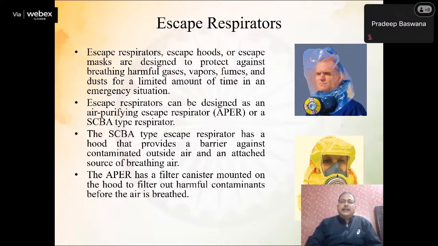Escape respirators can be designed as an APER, or air purifying escape respirator, or a SCBA, self-contained breathing apparatus type respirator. The SCBA type escape respirator has a hood that provides a barrier against the contaminated outside air and an attached source of breathing air. The APER, or air purifying escape respirator, has a filter canister mounted on the hood to filter out harmful contaminants before the air is breathed. It is very simple: it will restrict any harmful gases from entering the human body, and it will be very helpful if you have a very small amount of contaminants.